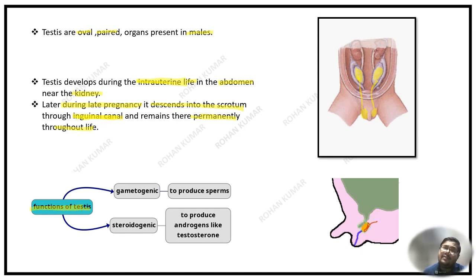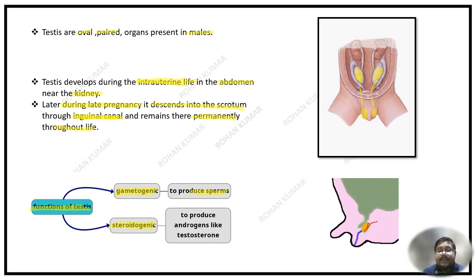Then the third thing that we are going to study is the functions of the testis. As far as functions are concerned, testis basically has a dual function. It has a gametogenic function, that is, it produces sperms. Sperms are the male gametes. And it has a steroidogenic function. Steroidogenic means it generates steroids. Steroids are the sex hormones.